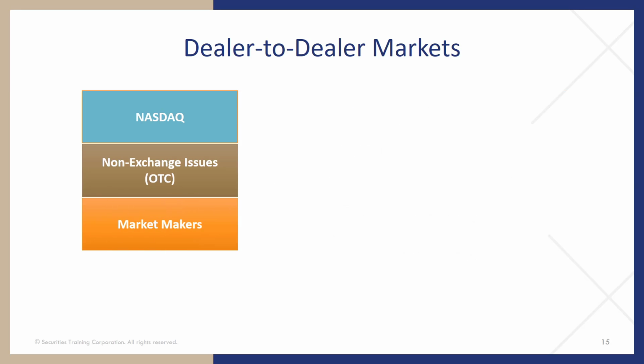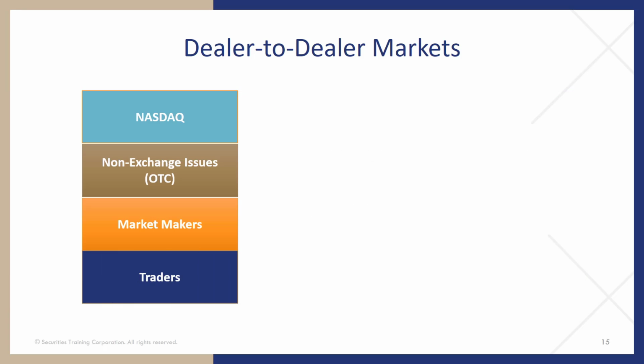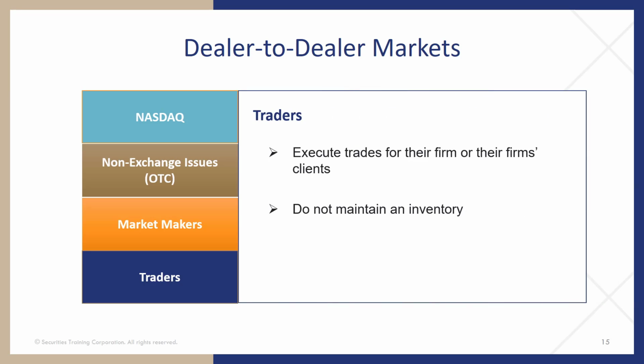And the last two terms are market makers, which stand ready to buy and sell at least 100 shares, always at the same time. So that firm that was contacted was called the market maker, and they're subject to something called SRO, or self-regulatory organization rules, which will be discussed in the next chapter in detail. And lastly, we have the trader. And the trader executes trades for the firm or their clients and does not maintain an inventory. So again, the person at the brokerage firm who bought Nintendo stock was called a trader. They bought those shares from an entity known as a market maker, a firm that stands ready to always buy and sell.